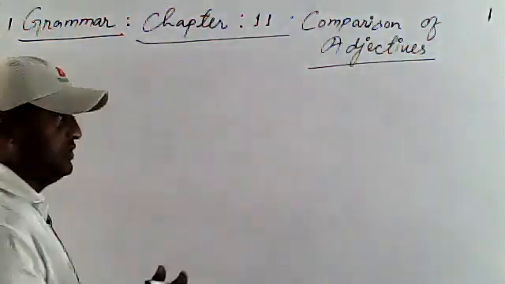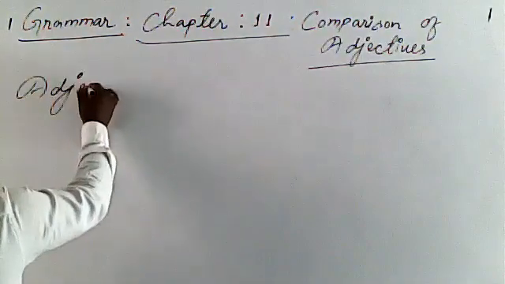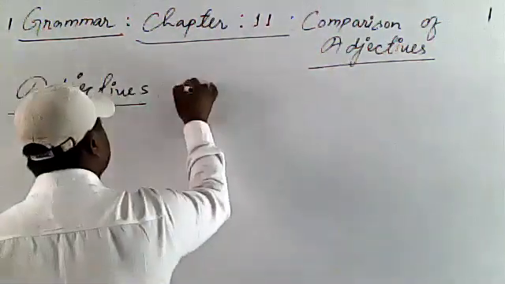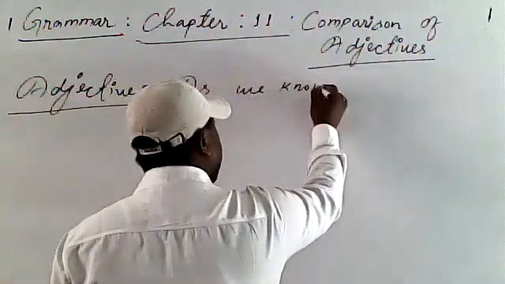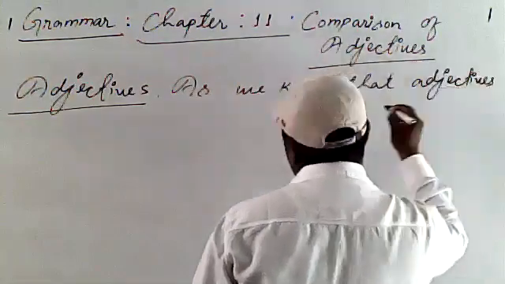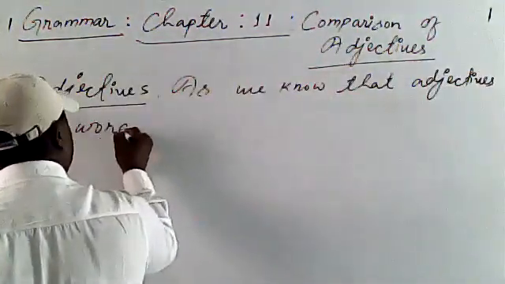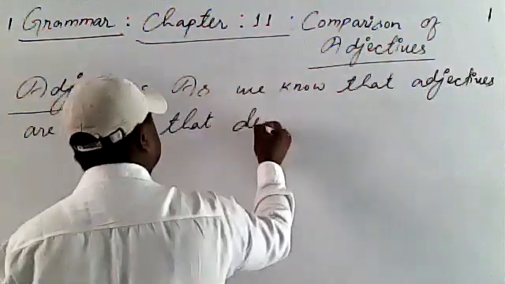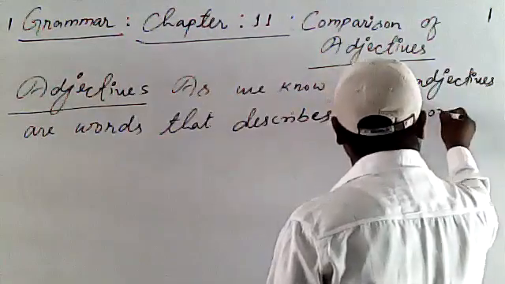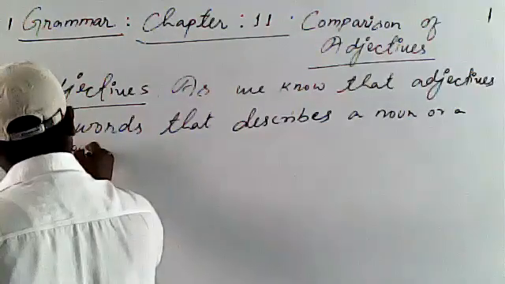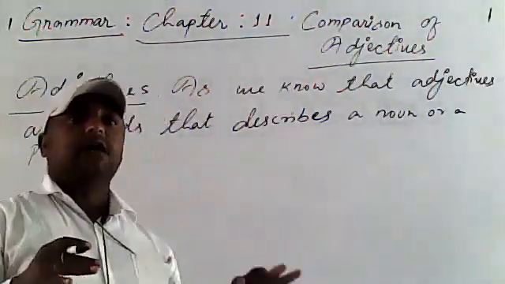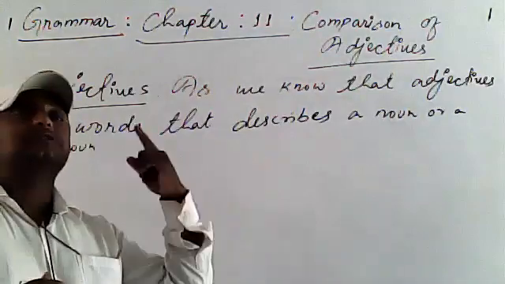So let us go back. What is adjective? As we know, adjectives are words that describe a noun or a pronoun. Students, yes, we have studied this. What is adjective? Adjective is a describing word. An adjective always comes before a noun and describes that noun.